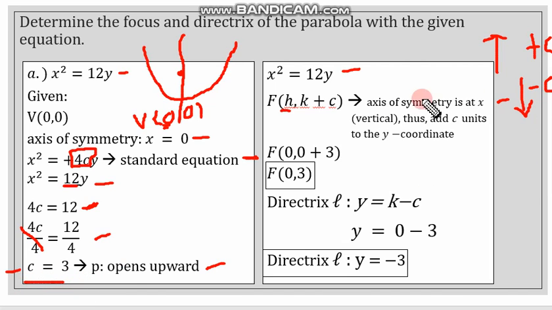So we will add c here to determine the focus. So the focus is (h, k plus c). So h is 0 and then 0 plus 3 is 3. So our focus is at 0, 3. For the directrix it is the opposite, so we will just subtract, k minus c. So we expect our directrix is horizontal, so it is at y. So y is equal to k minus c, so 0 minus 3. Our directrix line is at y is equal to negative 3.